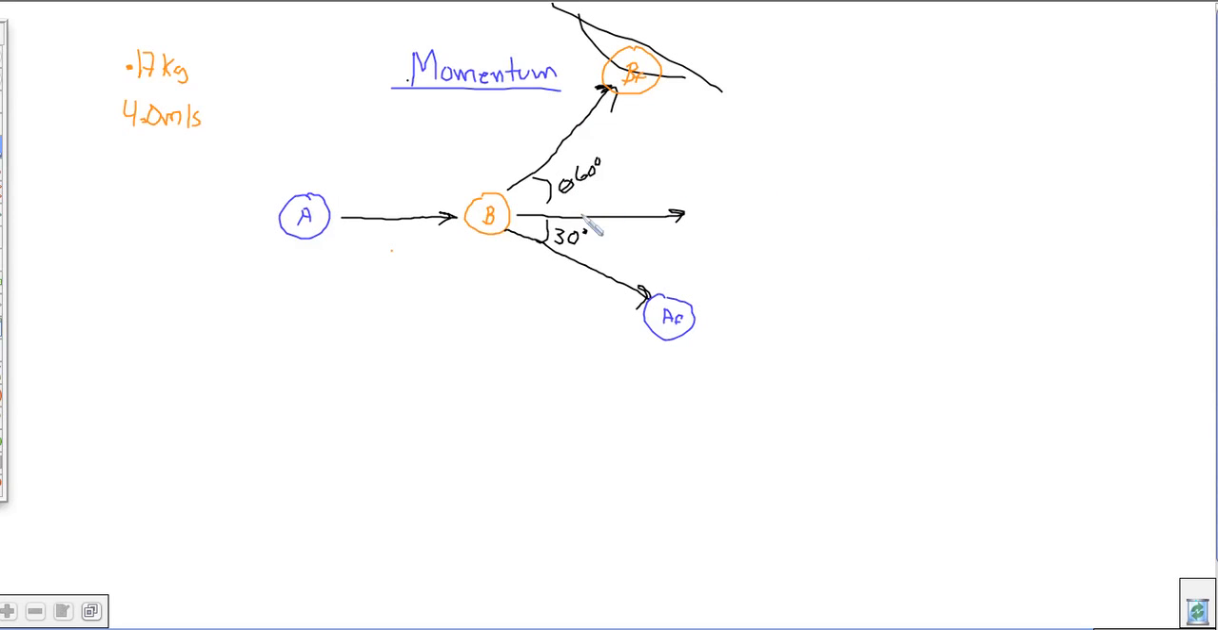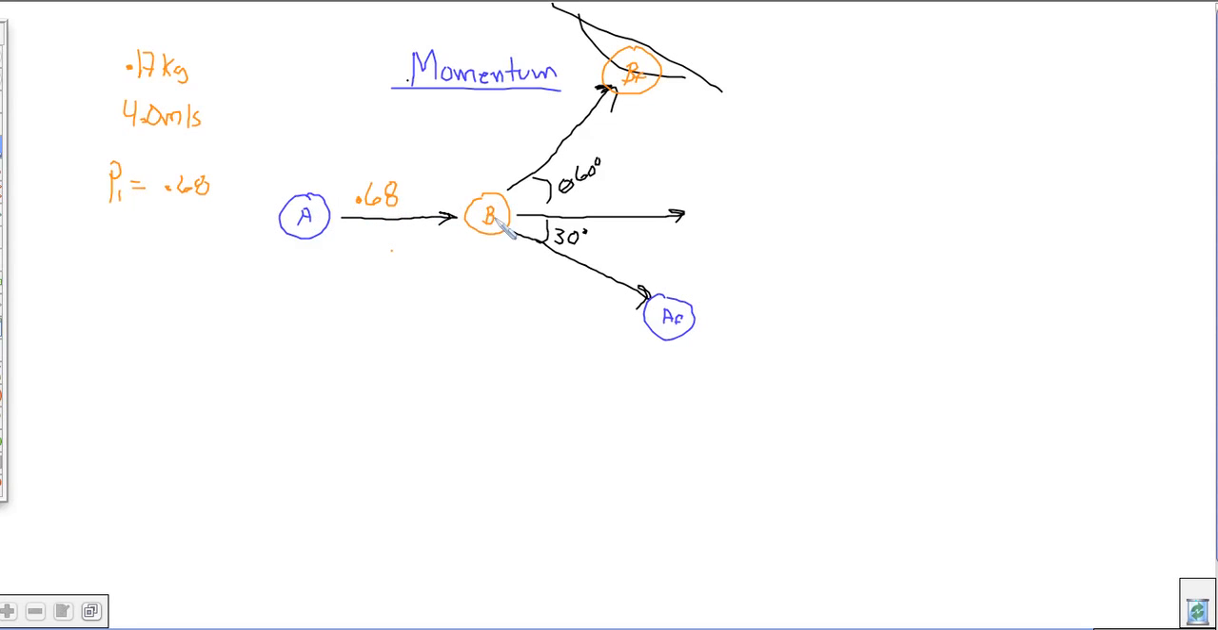All right, so let's go ahead and calculate this real quick. If you look at this, we've got 3 vectors here, and we can find out our initial momentum, because it's just going to be my 0.17 times 4.0, and that's going to be 0.68. So my initial momentum right here is 0.68.